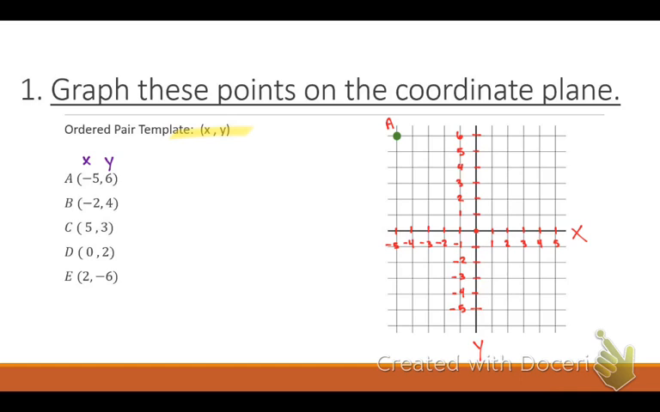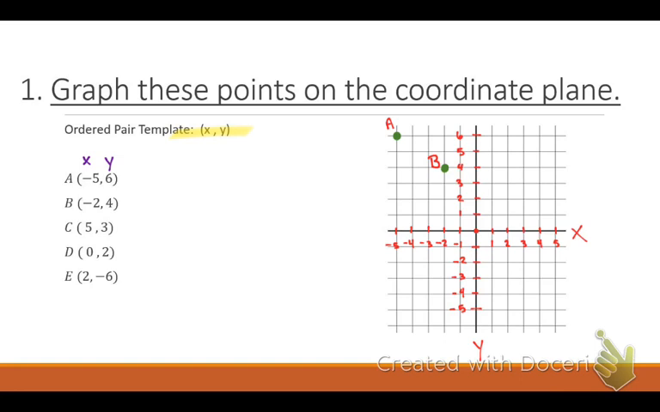B, look at B. -2. So am I going to go left 2 on X or right 2? Left 2, and then up 4 or down 4? I'm going to go up 4. So left 2, up 4. There's my B. Left 2, up 4. You see how I did that?